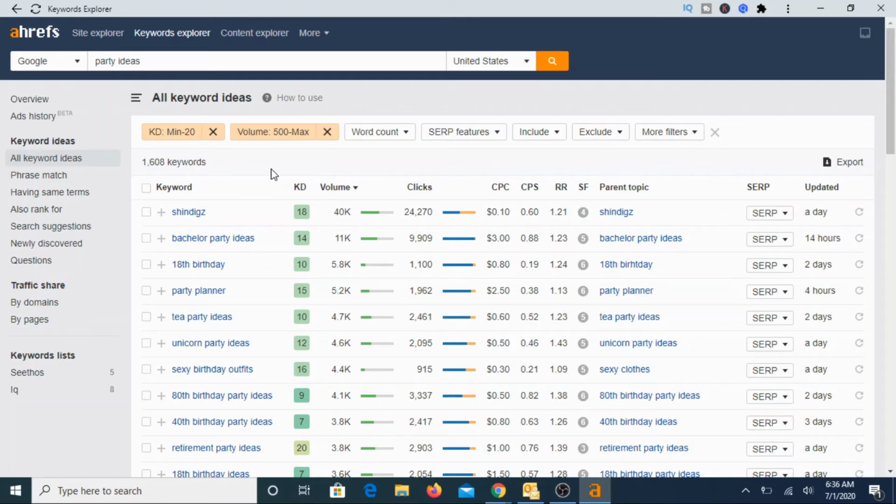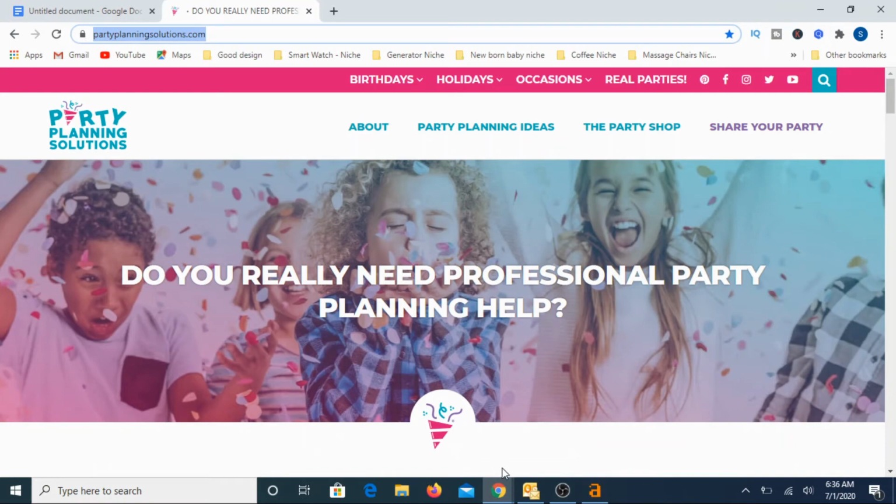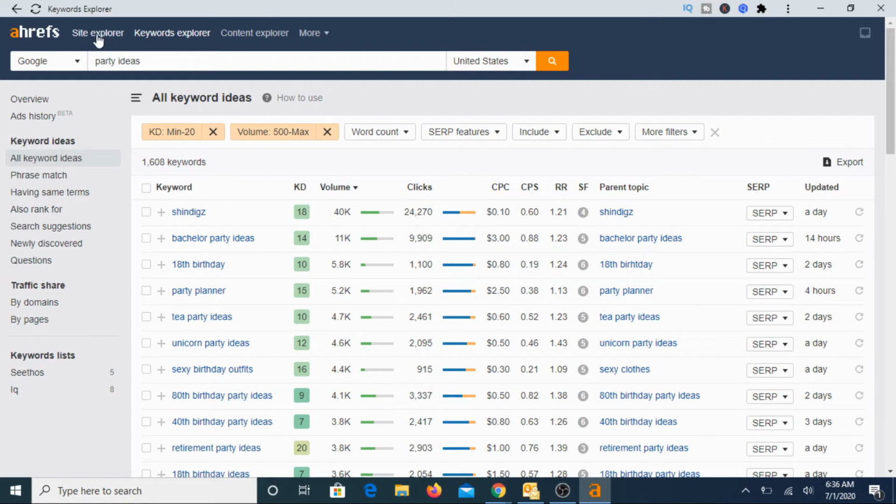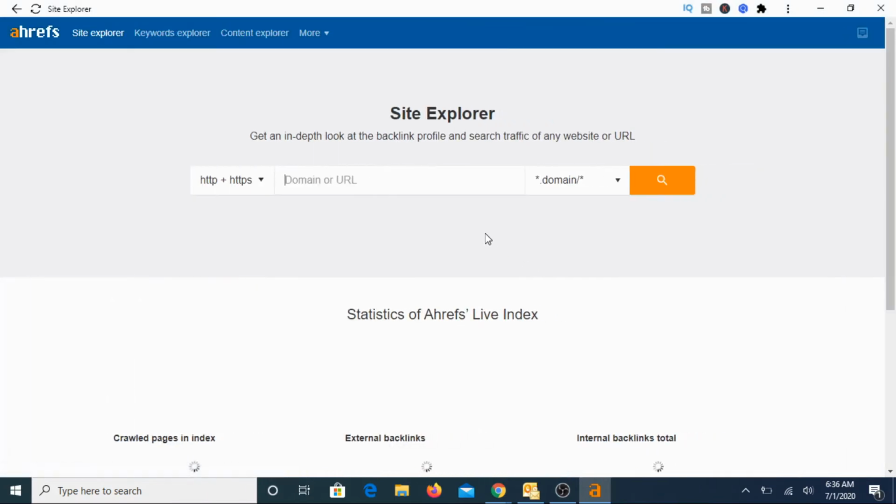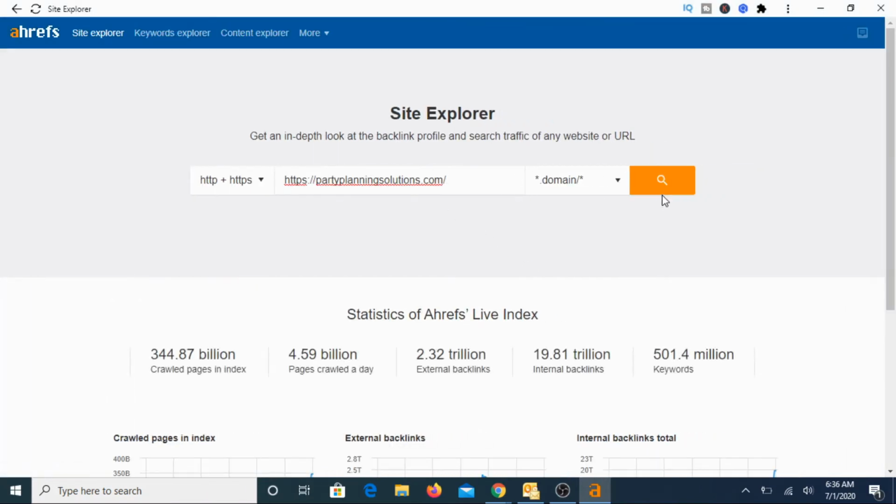So already 1600 keywords with low difficulty and higher volume itself is looking good, but you will find a lot of topics associated with celebrations, parties and all that when you explore further. Okay, so now let's look at the website that we just discovered and the details related to this particular one. Let's look at the site explorer and see how the details are there.